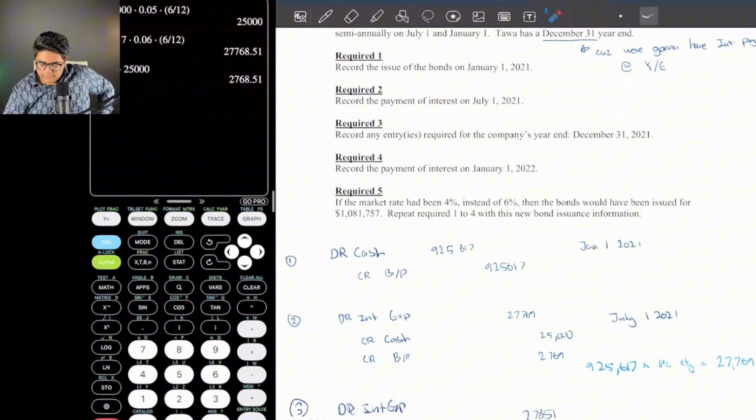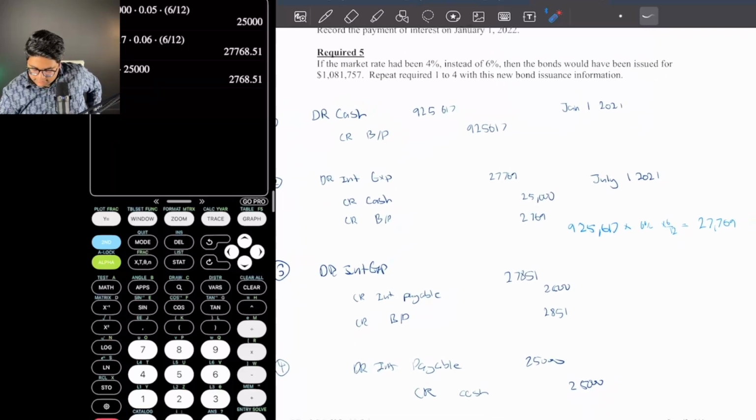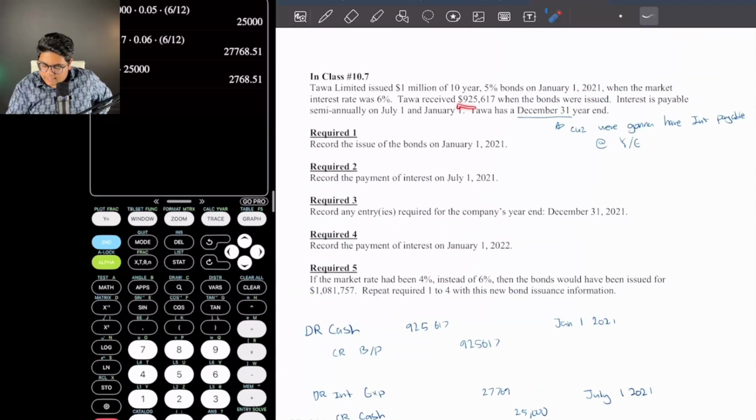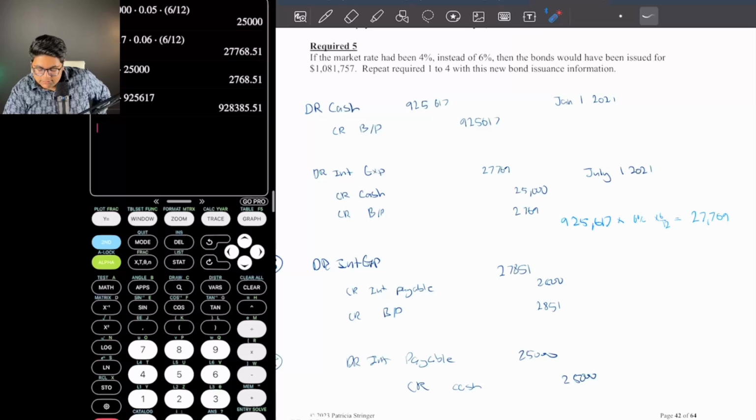And then required 3 is record any entries for the company's year end, December 31st. So basically we're accruing interest. Essentially the exact same thing. However, there's something that we need to take care of. Our bond payable increased by 2,769. That means it's no longer 925,617, so we need to actually increase it. So now our actual bond payable amount is $928,385.51. In the future, whenever we calculate that interest, like times 0.06 times 6 over 12, we're going to do it over the 928K instead of the original 925K.